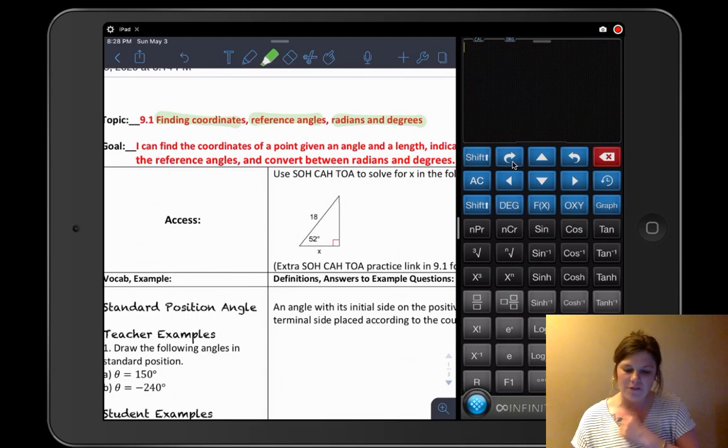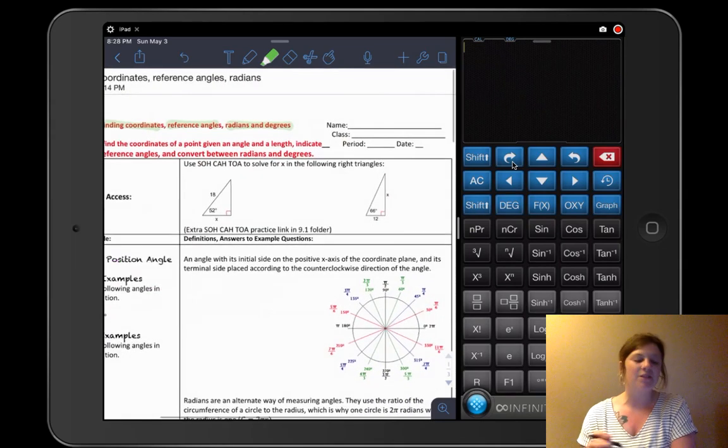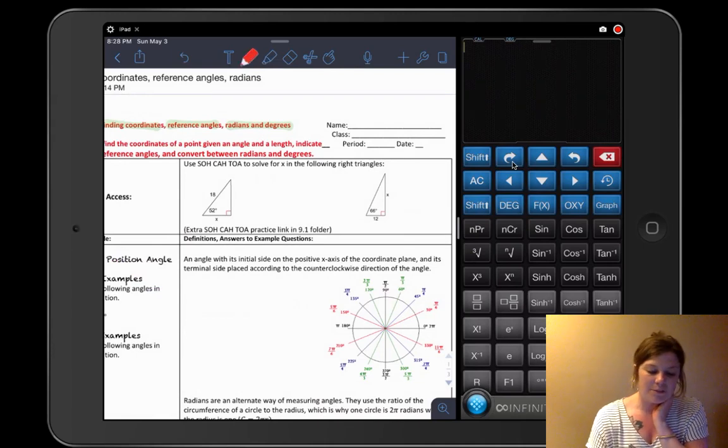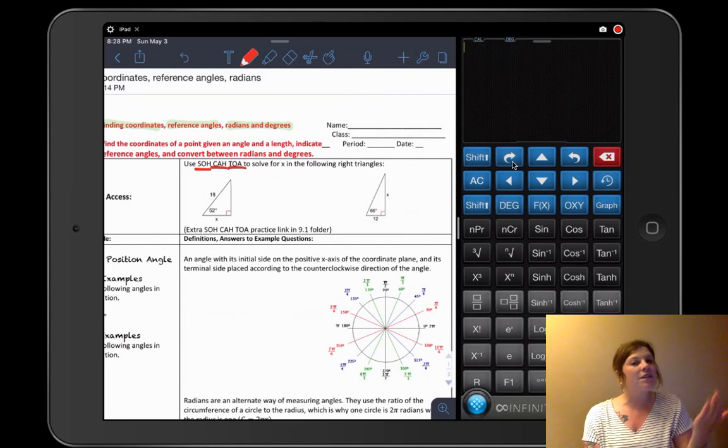So we're going to start off with a question to hopefully get you into thinking about sine, cosine, and tangent. We're going to solve for x, which is the missing side, using SOHCAHTOA. And you'll remember sine is opposite over hypotenuse. That's what SO stands for. Cosine is adjacent over hypotenuse. That's what CA stands for. And then TOA is tangent is opposite over adjacent. All right, so take a look at these two questions and see what you can remember.